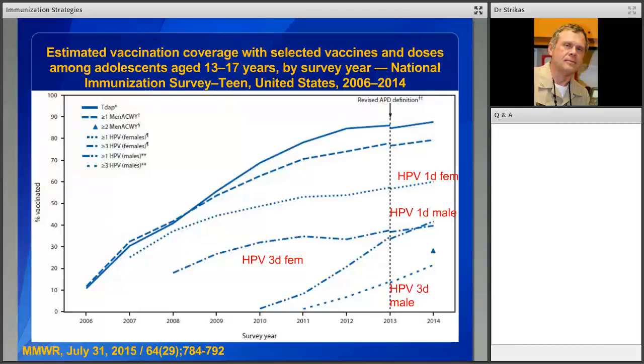The dotted vertical line at 2013 indicates a revised adequate provider data, or APD definition, which makes the data collected prior to 2013 not directly comparable to those in 2013 and 2014. The strong coverage rates for Tdap and meningococcal vaccines, again in the top two lines in the graph, demonstrate that most preteens and teens are getting to their provider for these two vaccines, but opportunities are still being missed for HPV vaccination.